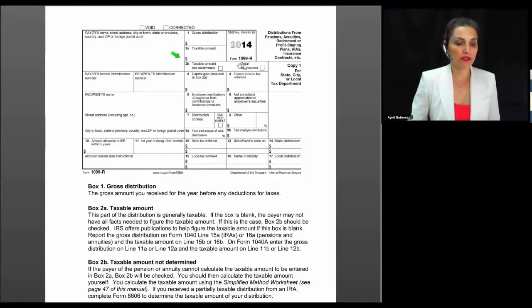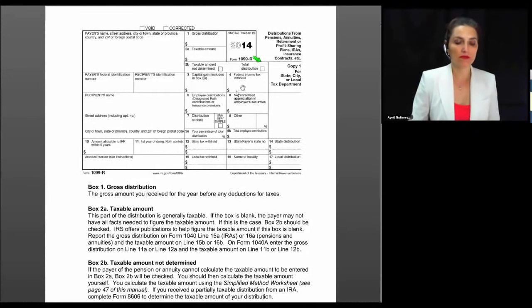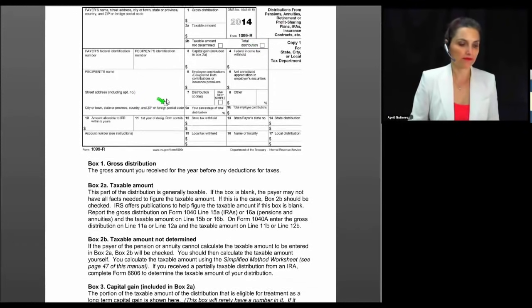And then we go over to box 2B with the total distribution box checked. That simply tells you that that was a complete distribution of all of the funds in the account. In other words, this account has essentially been closed. It could be because they emptied it all out, took the cash and went, or it could be because they did a rollover into another account. But either way, when the account has been completely emptied, you will see the total distribution box checked.